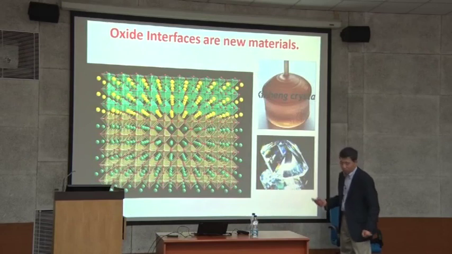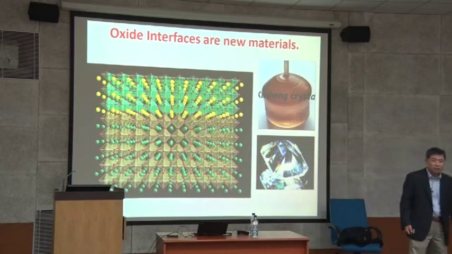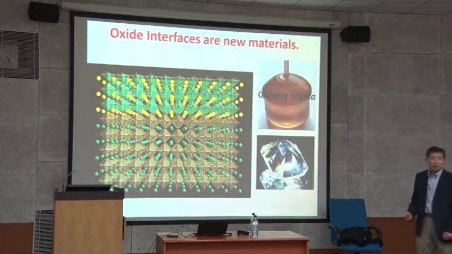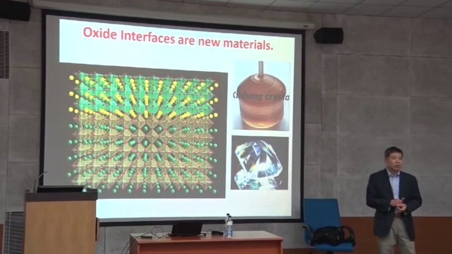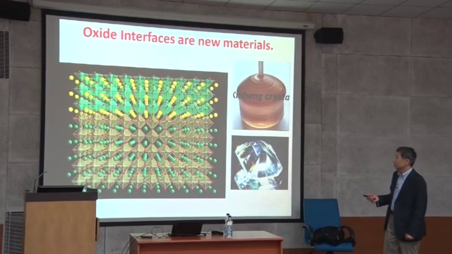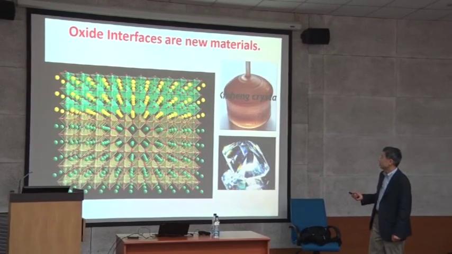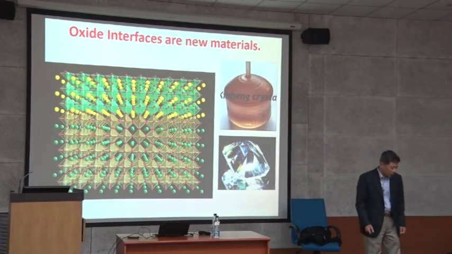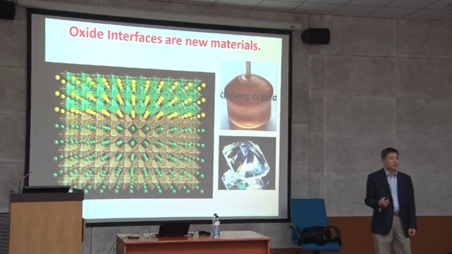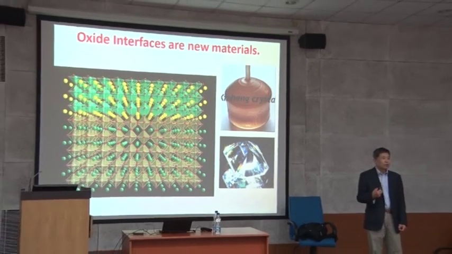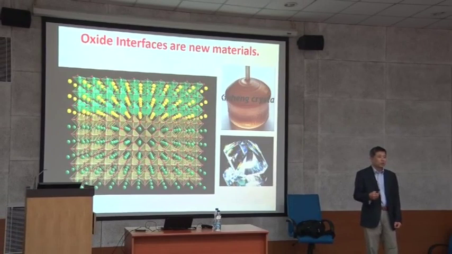So let me talk about these oxide interfaces. The first demonstration was by Harold Hwang. He is now at Stanford. He was at the time at Tokyo University in Japan. The basic idea he had: these two are bulk single crystals of lanthanum aluminate and strontium titanate. As you know, strontium titanate is an important substrate for high-Tc superconductors and other types of thin film growth.